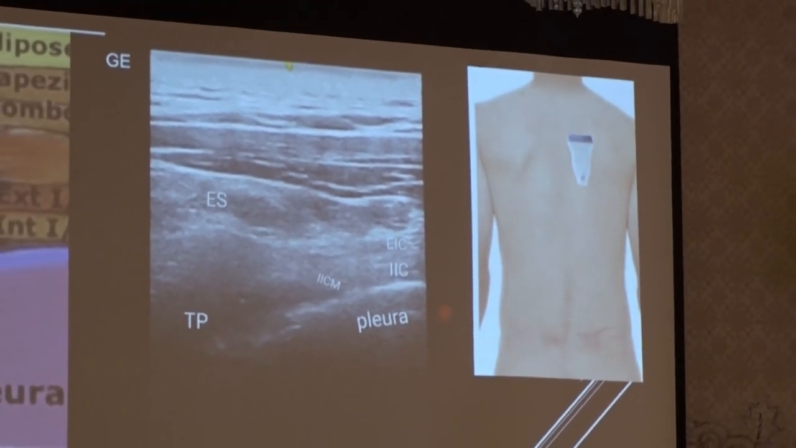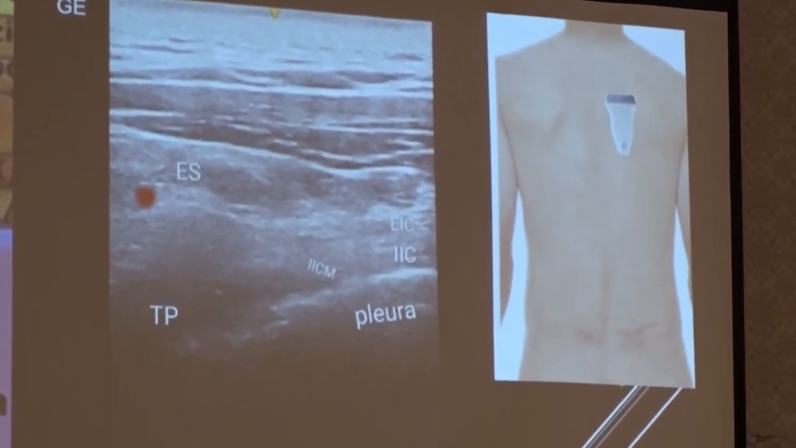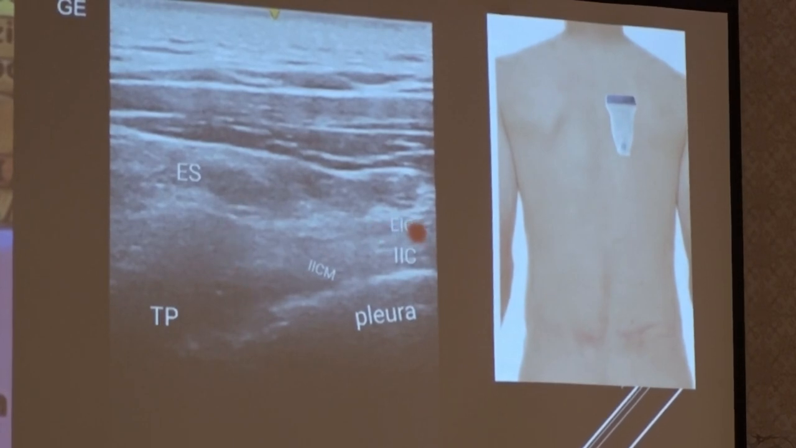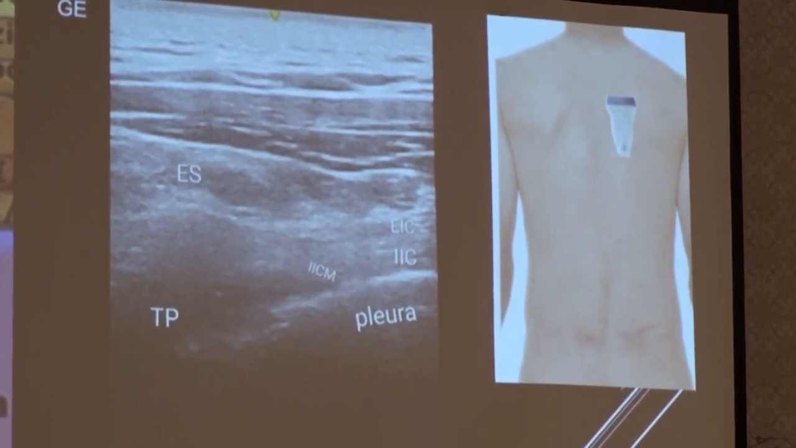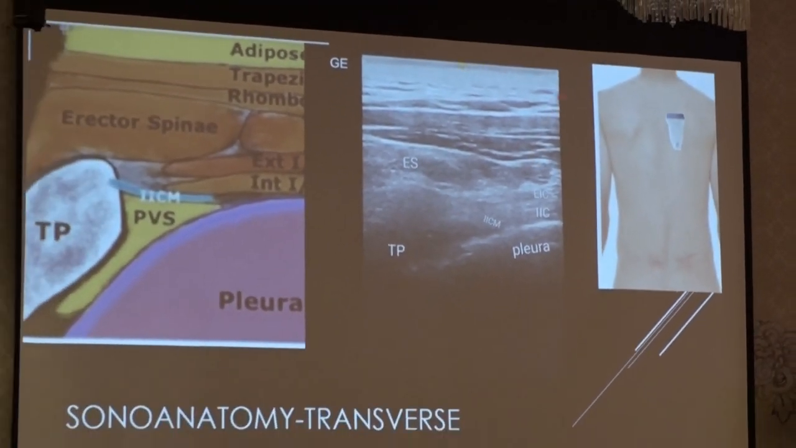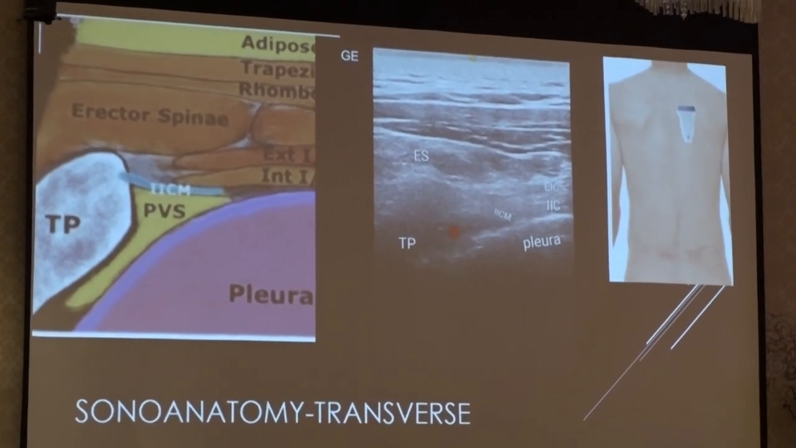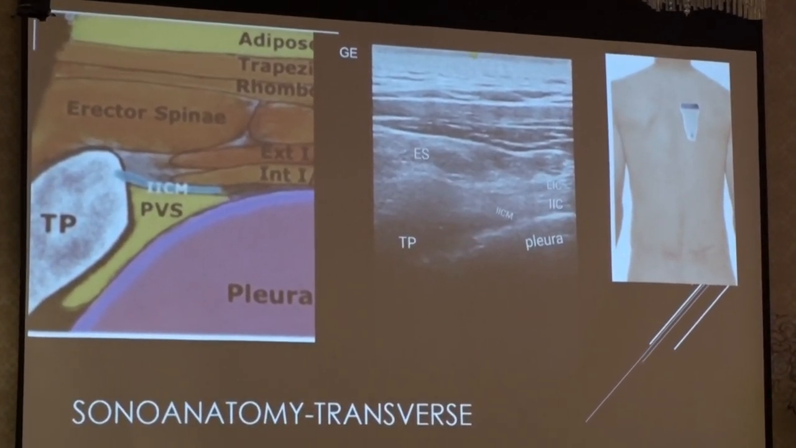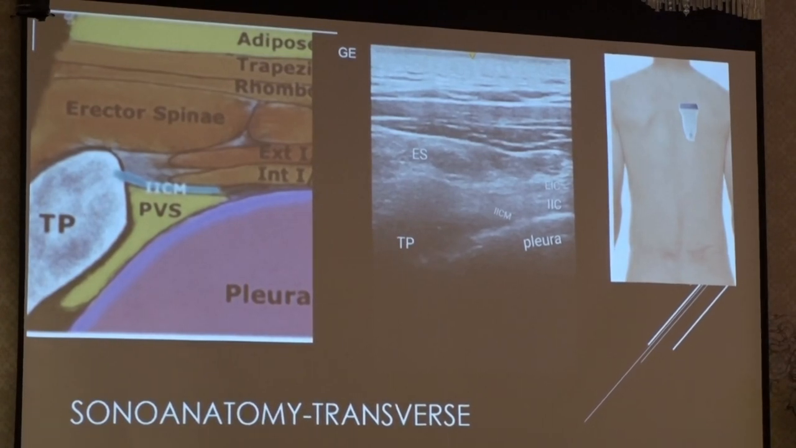This is the structure. When you see the pleura, there is a shadow here, which is the transverse process. There is the external intercostal muscle, internal intercostal muscle, internal intercostal membrane, and then it usually continues with the SCTL, superior costotransverse ligament. Your needle is coming from here. Usually we don't go beyond the transverse process shadow, because in that area we can see the tip of the needle. Then you give your LA, and you can see the LA spread there. It seems to be easy.